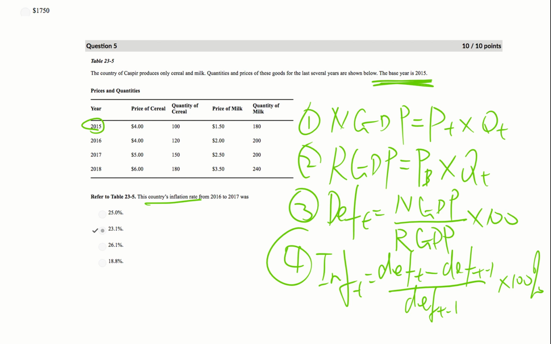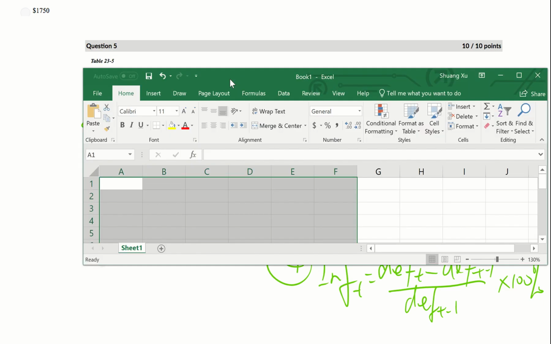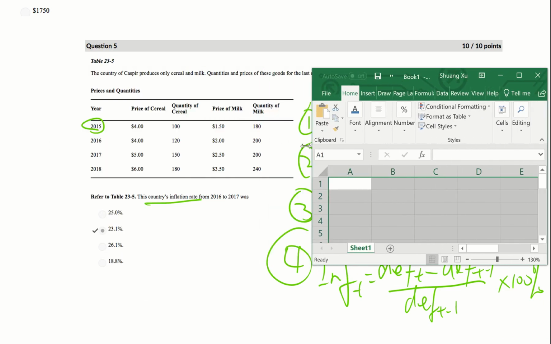Okay, so you can do this by hand, but since we have a computer now, I'm gonna do this with an Excel spreadsheet. It's much easier with a spreadsheet, so I'm gonna copy all the numbers on there first. So give me a little space.